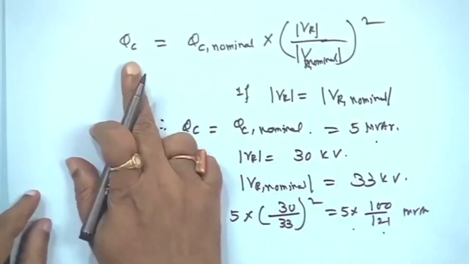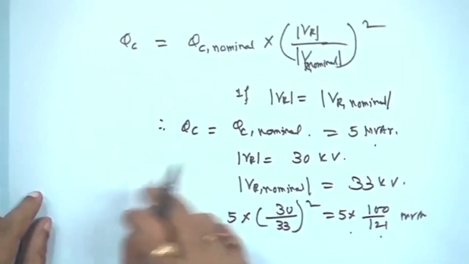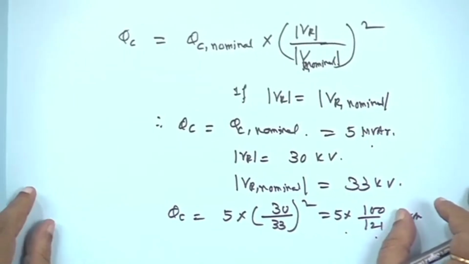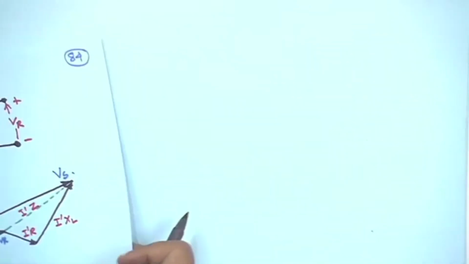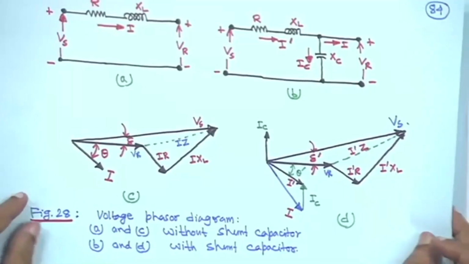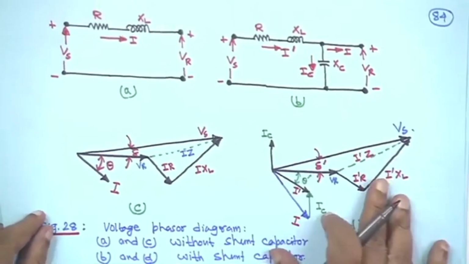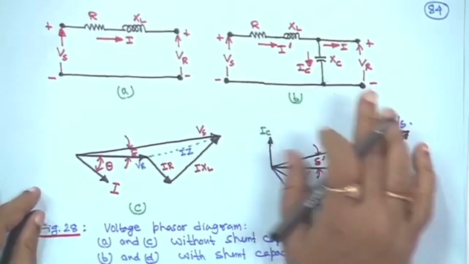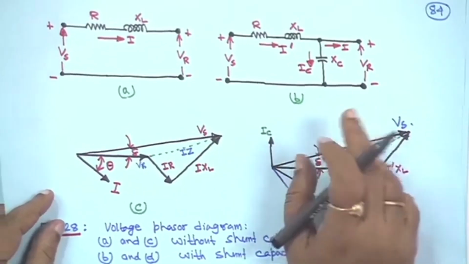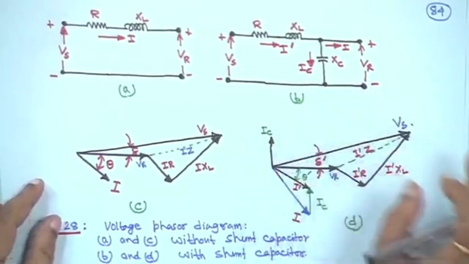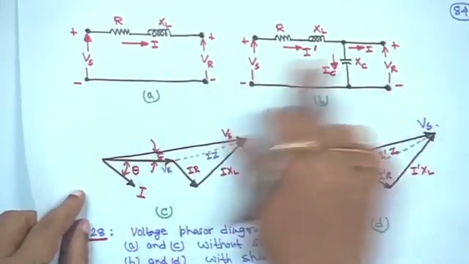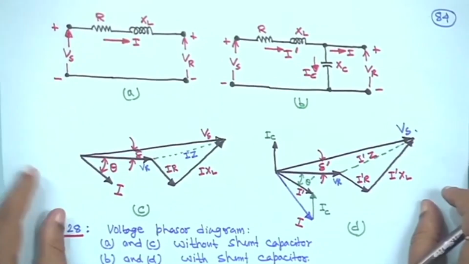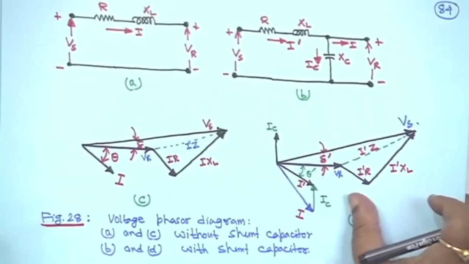That means QC, that capacitor, is proportional to the voltage magnitude square, and second thing is the capacitor actually is a constant impedance load. I hope these things are understandable to you. Later we will take the transmission line also, and at that time we will take some problems. But one thing I am telling: whenever you solve VS, VR, everything should be on a per phase basis, and this is power factor improvement.